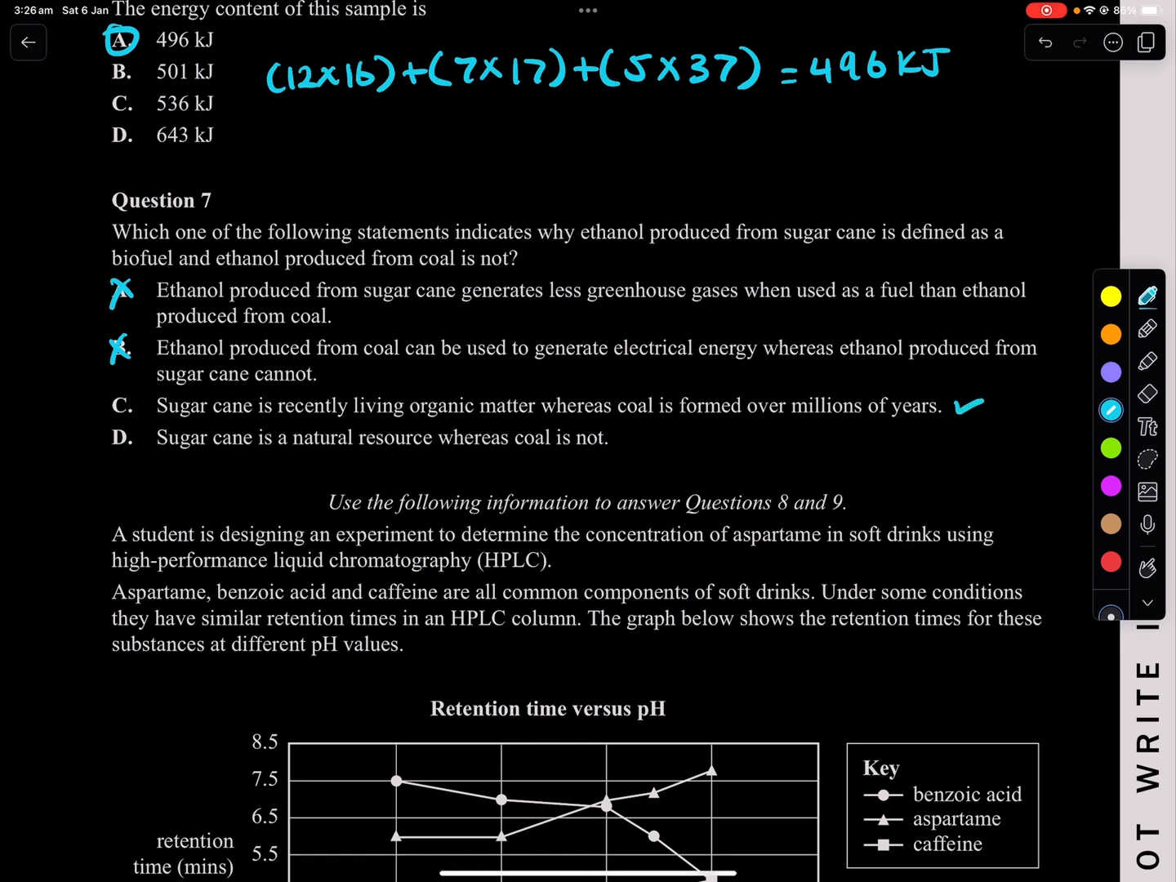Let's look at the next one. Sugarcane is a natural resource, whereas coal is not. Rubbish. Coal is a natural resource. It is formed from the decomposition of plants and animal matter over millions of years. So, the only possible answer is C.